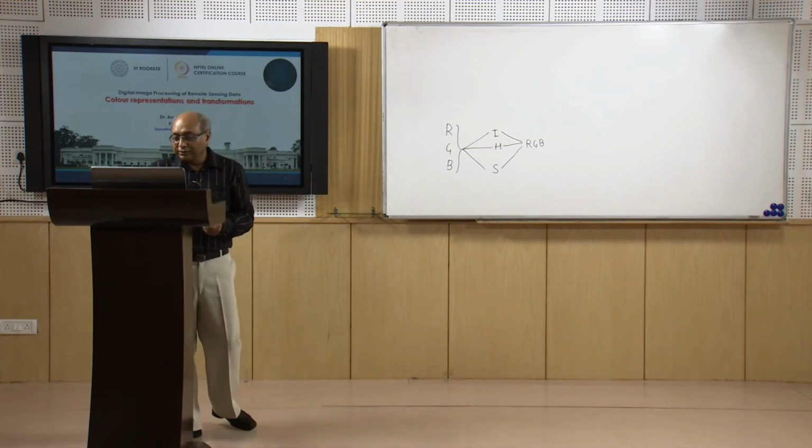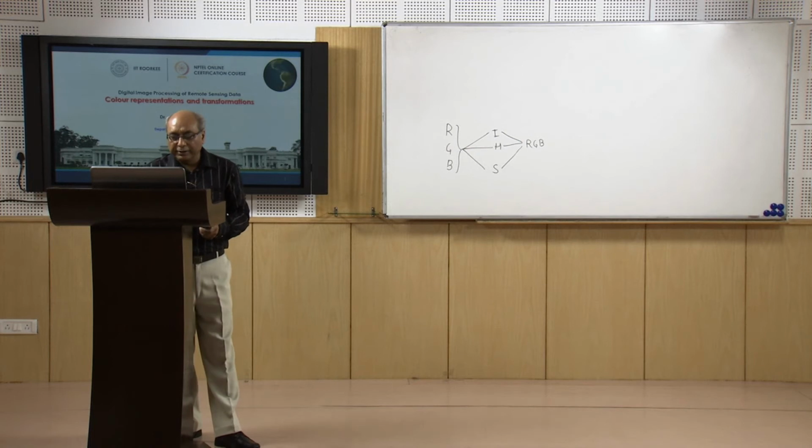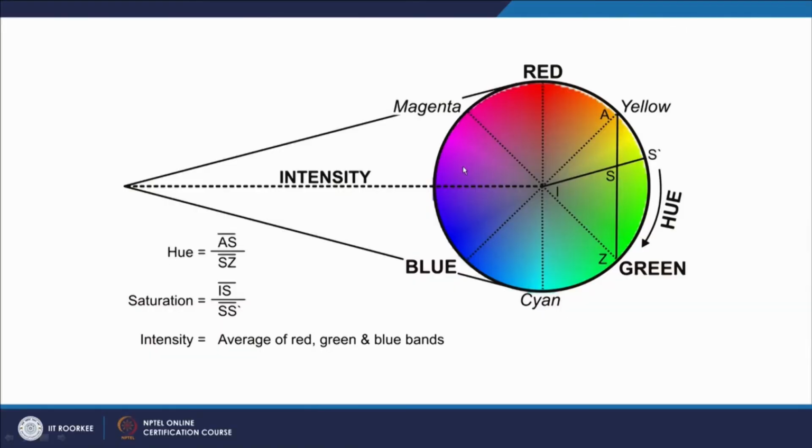As I have been mentioning, this is a cone, shown a little bit differently here. On one end you have red on this circle, which is nothing but the base of the cone, and the apex of the cone is here. Here you will have the highest intensity, and here you will have the lowest intensity.